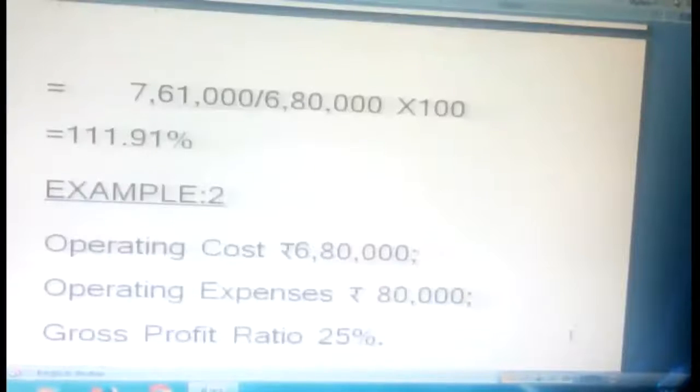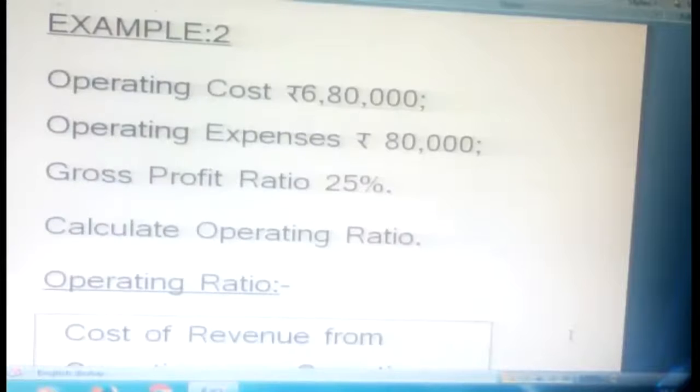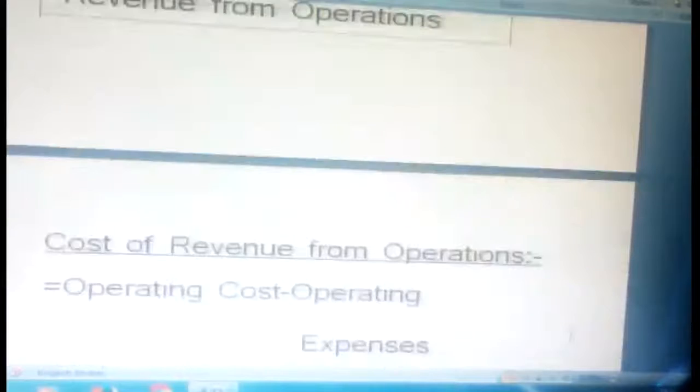Okay. Now moving to our next problem. Here they given operating cost 6,80,000, operating expenses 80,000. Here the gross profit ratio 25% they given. Calculate operating ratio. So operating ratio is nothing but, again we substitute the formula, cost of revenue from operations plus operating expenses divided by revenue from operations into 100. Okay, so now apply the formula.